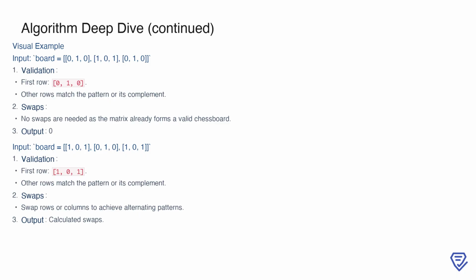Now, take another example, 1, 0, 1, 0, 1, 0, 1, 0, 1. The first row is 1, 0, 1, and although other rows match the pattern, swaps are required to align the rows and columns into a valid chessboard. After calculating the necessary adjustments, we determine the minimum number of swaps required to achieve the transformation. This step-by-step validation and adjustment process ensures that we handle all possible cases effectively.